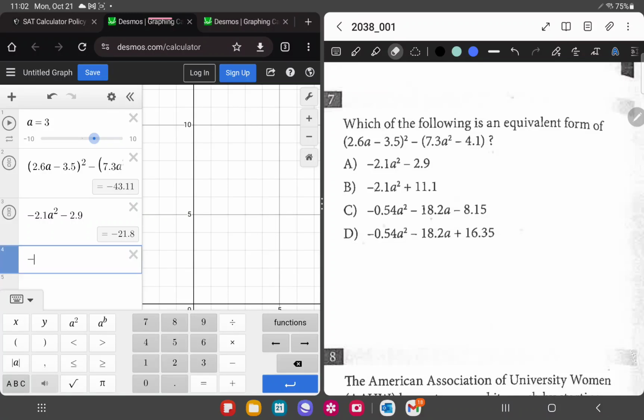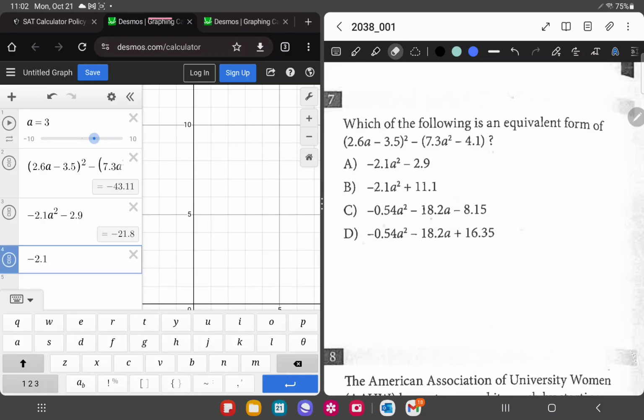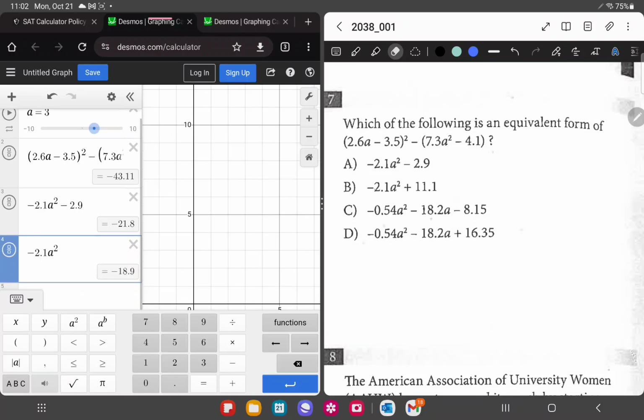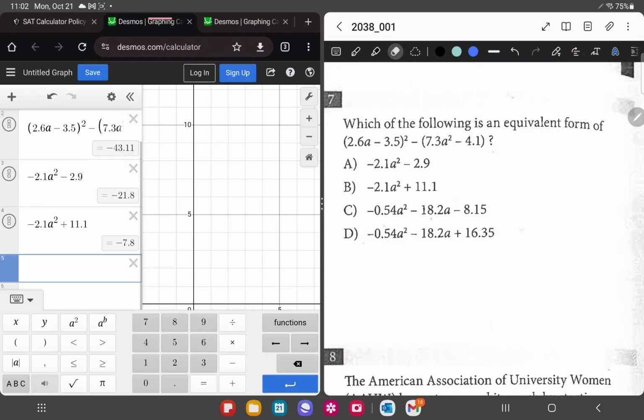So, it's going to be negative 2.1 a squared plus 11.1. Did that give me what I wanted on the other one? Absolutely not. So we can go ahead. You can press enter, you can just click right below it, and then you can keep typing in your answer choices. Let's go ahead and do this one.